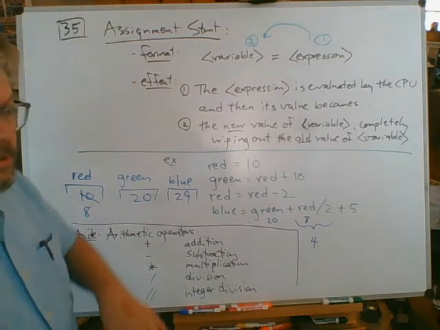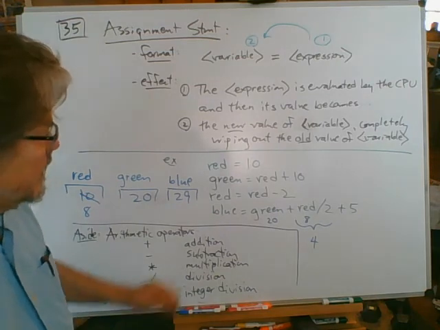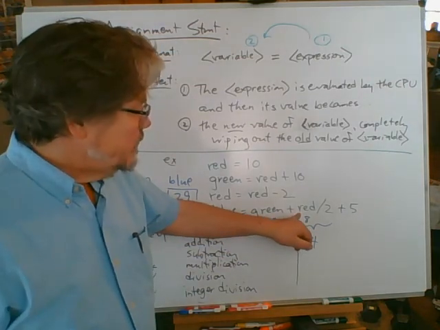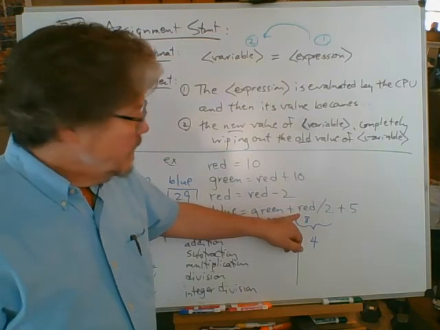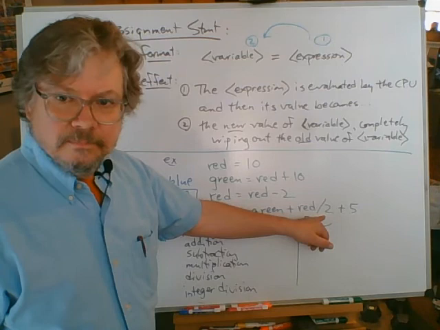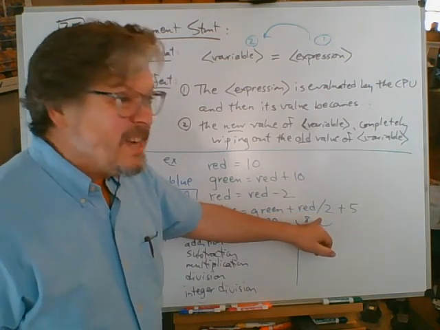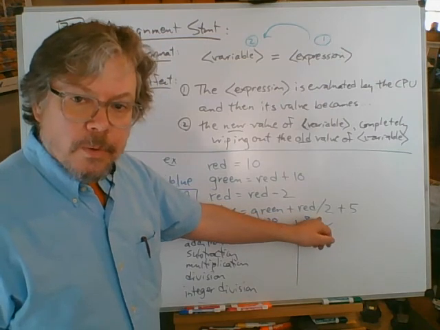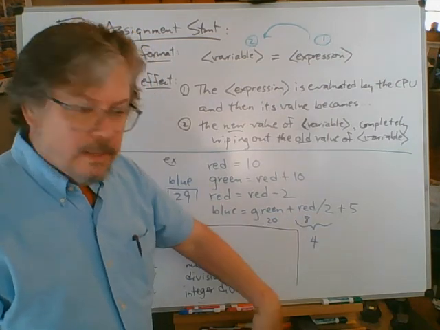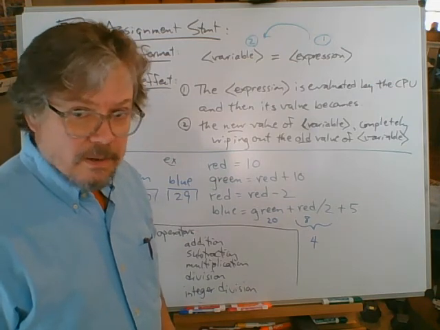Integer division means throw away any stinking remainder. Don't make it a decimal fraction. If red had been 9, for example, 9 slash 2 is 4.5. Doesn't come out even. 9 double slash 2, you just keep the whole number part of the answer and throw away the remainder. So 9 double slash 2 would still be 4. It's not going to be 4.5.